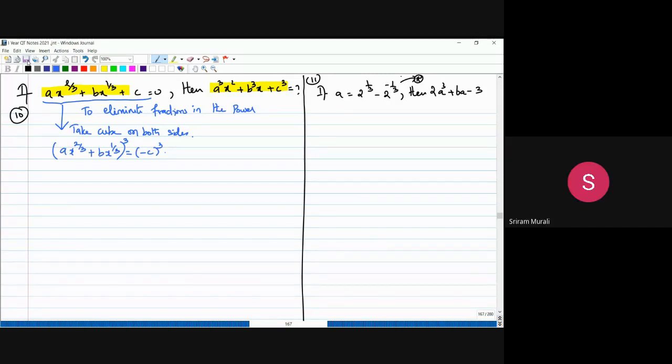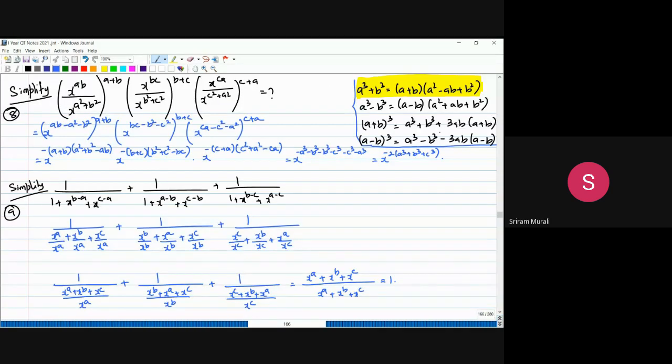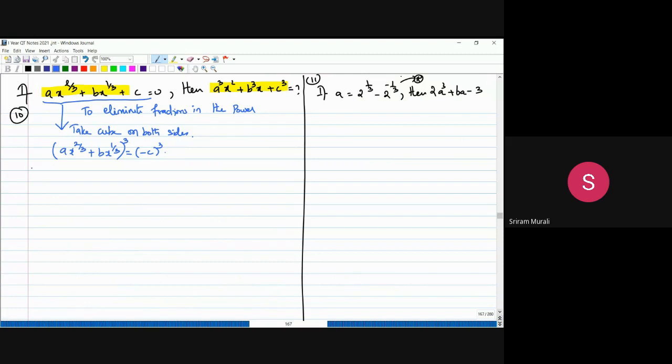Yes, sir. Now you know a plus b the whole cube. Already I defined it on the last page. A plus b the whole cube is a cube plus b cube plus 3ab into a plus b. That is, sir, equal to a cube plus b cube.